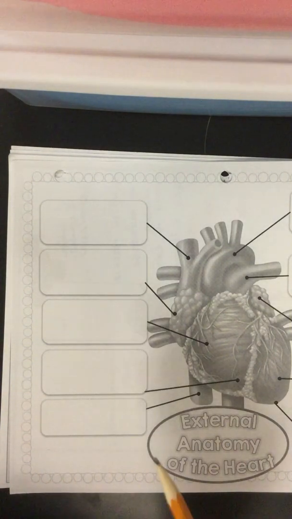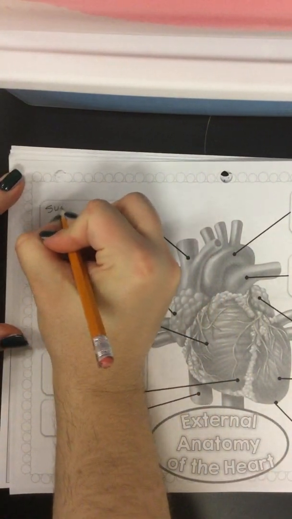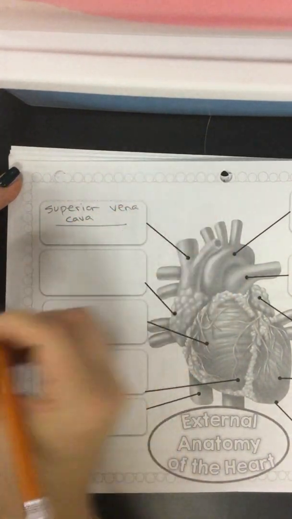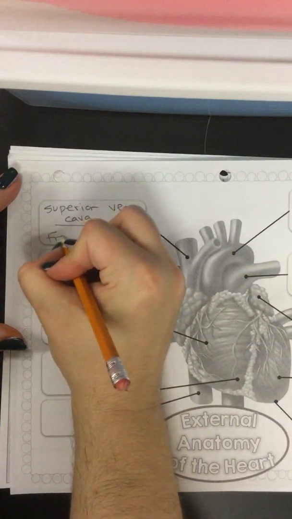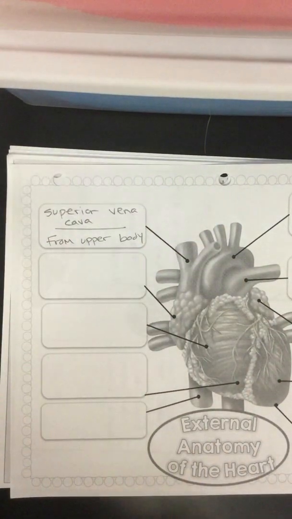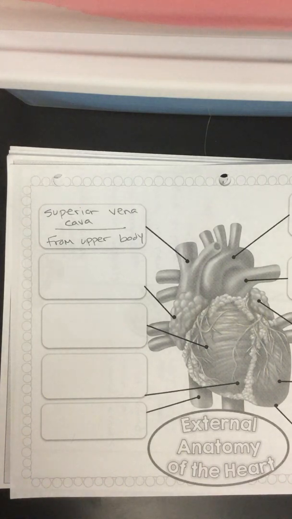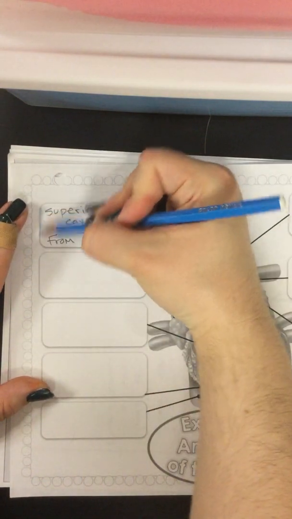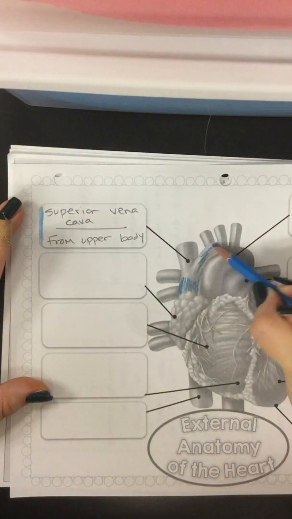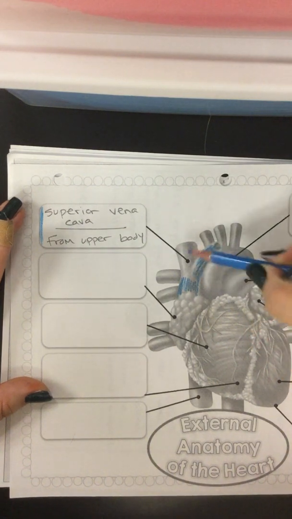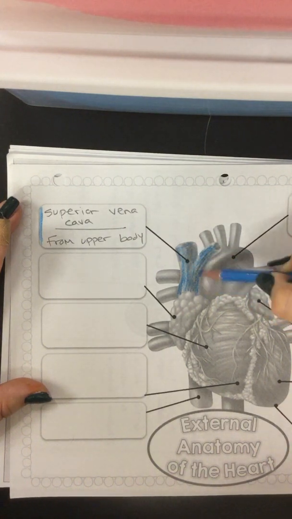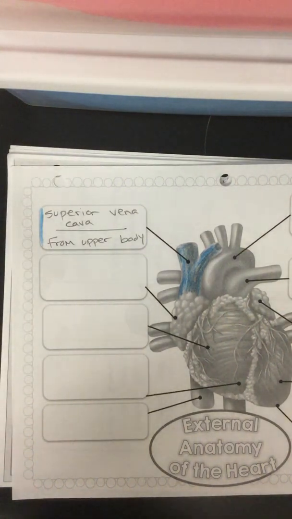The first box is your superior vena cava. And this brings blood from the upper body. Like the head, the neck, the chest, the arms. There you go, make this one this blue color. Here's our superior vena cava. What you're going to see later this week with lymphatic circulation also comes back into that vena cava.